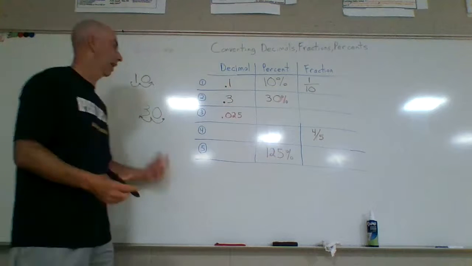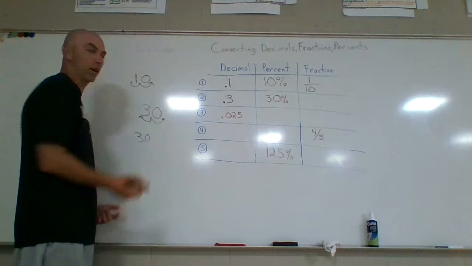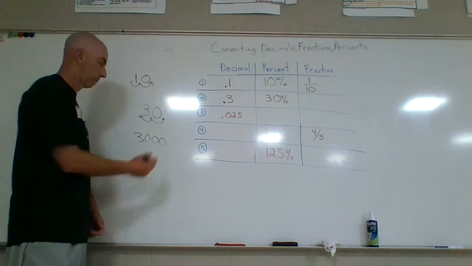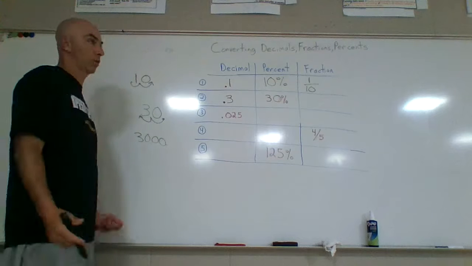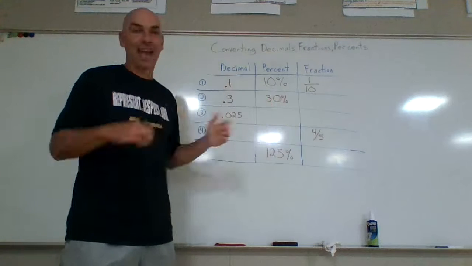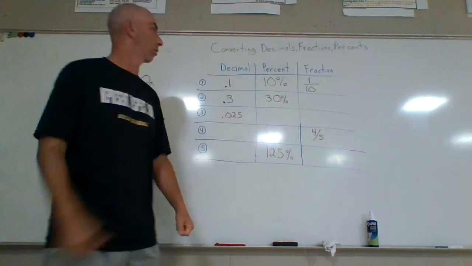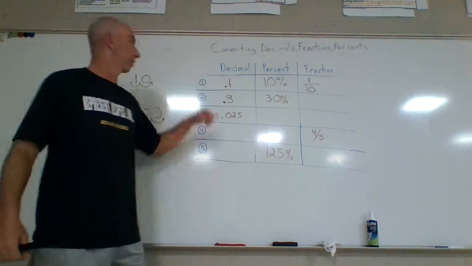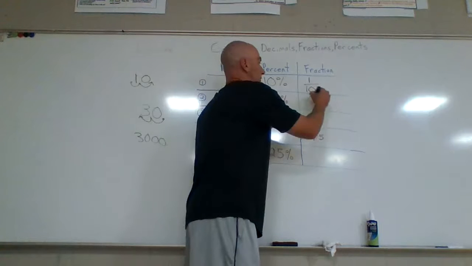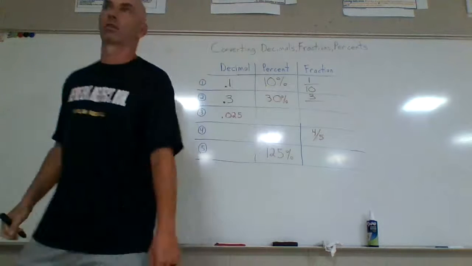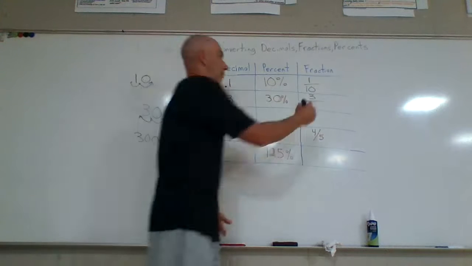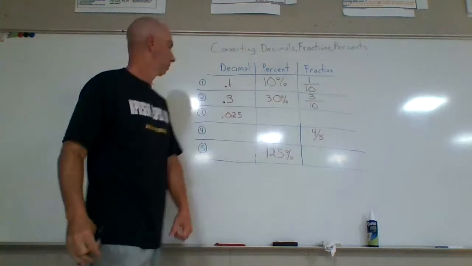And remember, if you got confused, you say, well, do I go right or left? Well, if you go to the right, you're going to have 3,000. Is 3,000 bigger or smaller than 30? It's bigger. And I told you the percent has to be bigger than the decimal. So from the decimal, we have a number 3. That's the numerator. What place value is it in? Tenths place. That's your denominator.